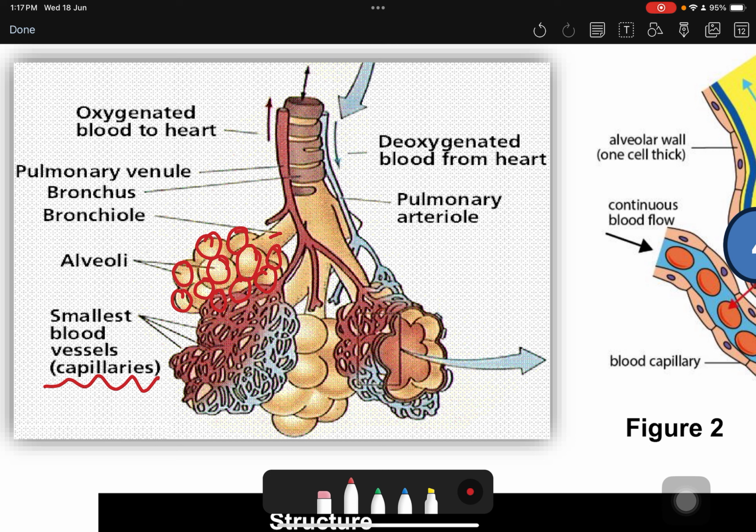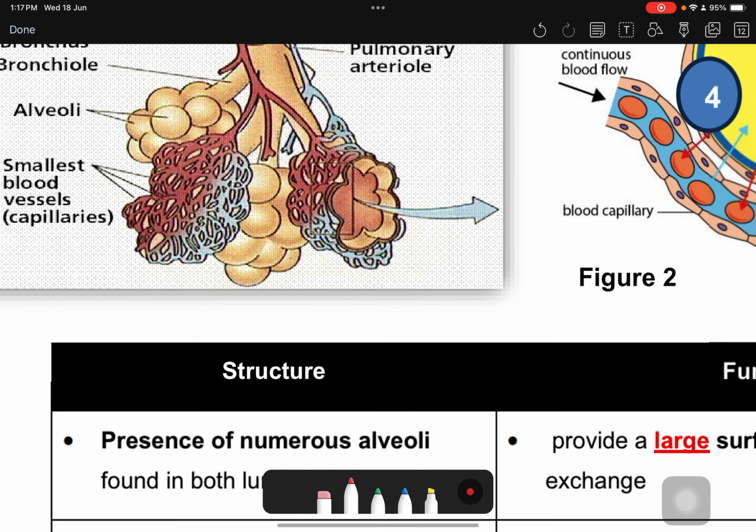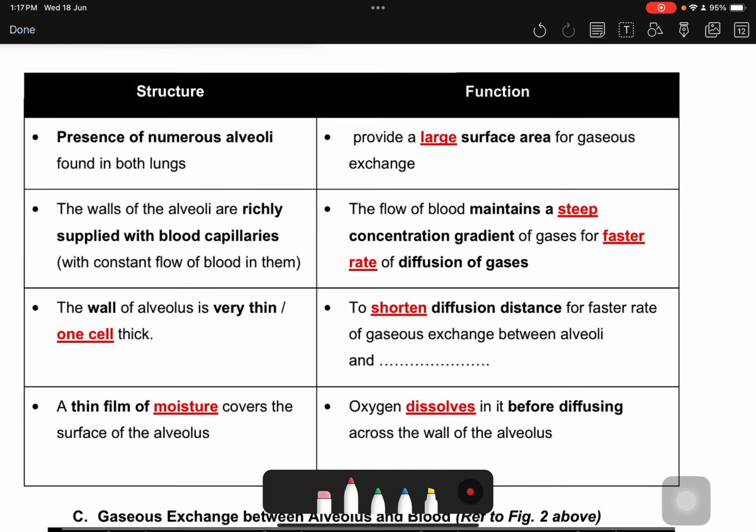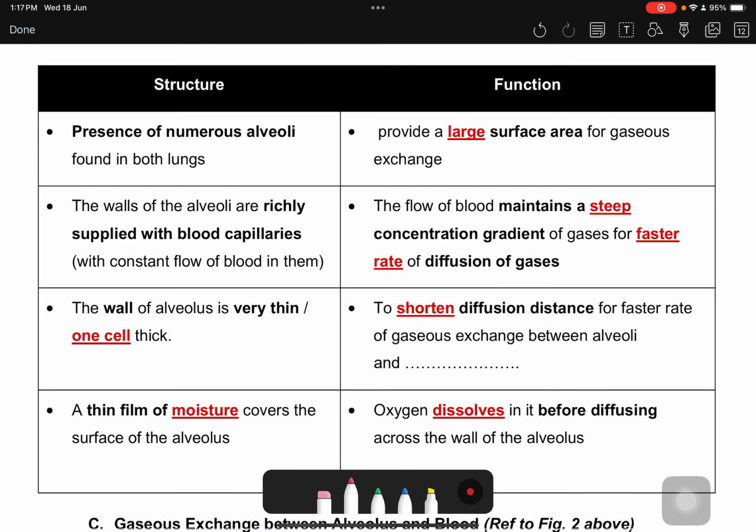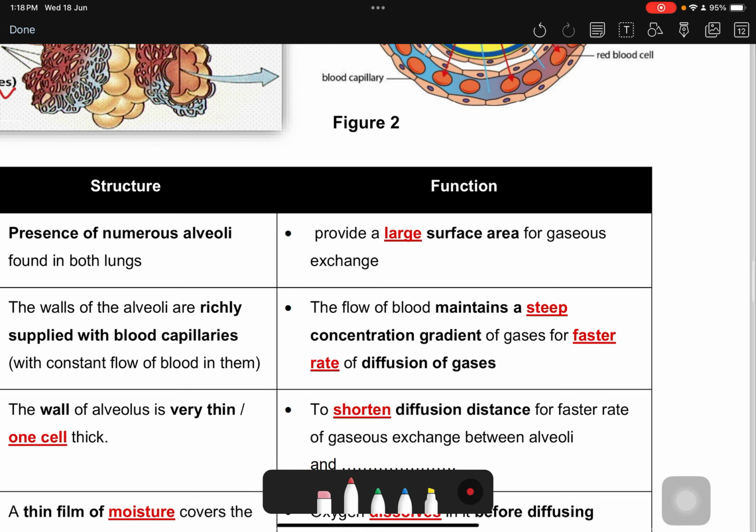So what are some of the structural adaptations of the alveoli in the lungs that make them useful in terms of gaseous exchange? Four factors to take note of. Number one, the presence of numerous alveoli. There are over 1,000 alveoli in both of your lungs, which helps to provide a large surface area for gaseous exchange. I can illustrate in this very simple picture over here.